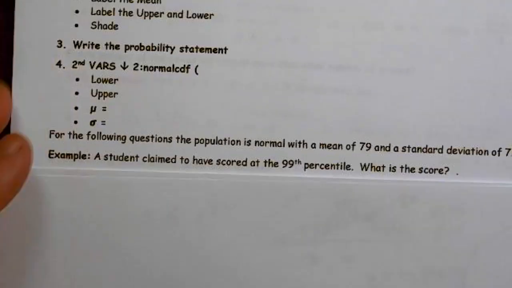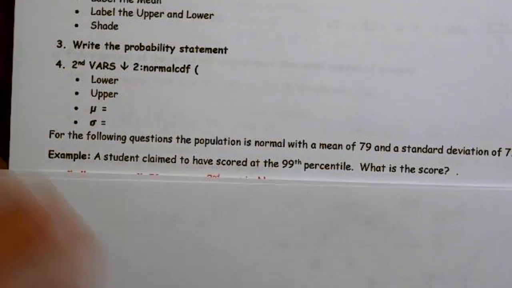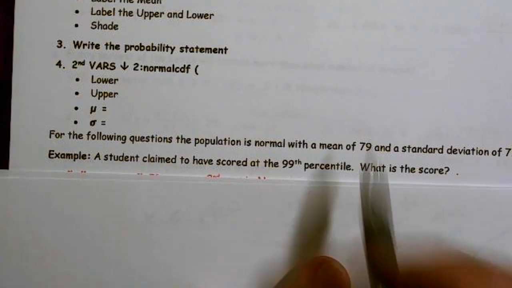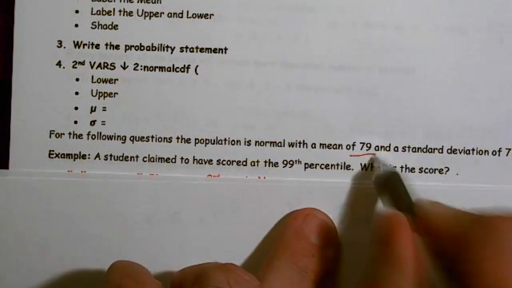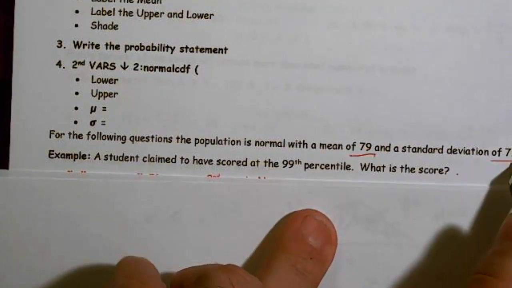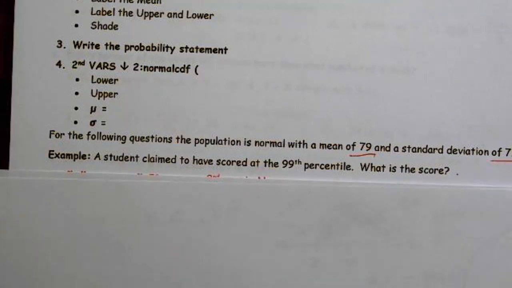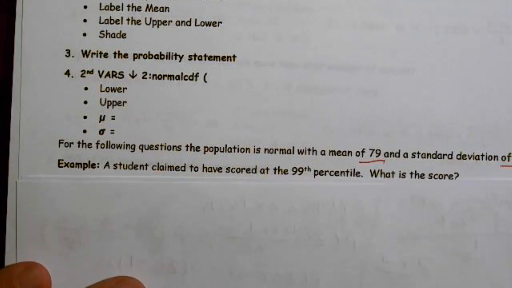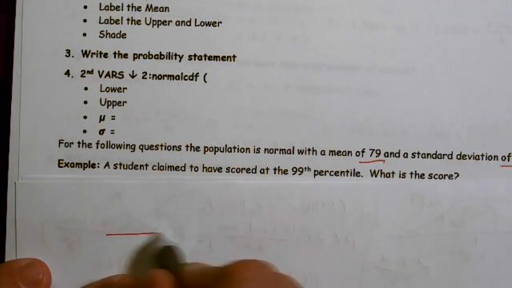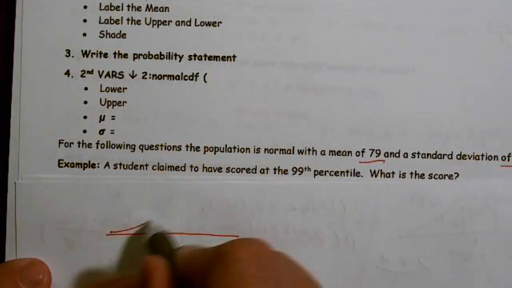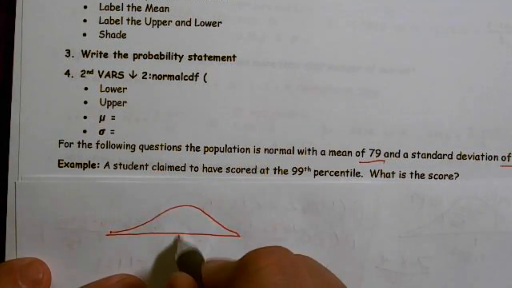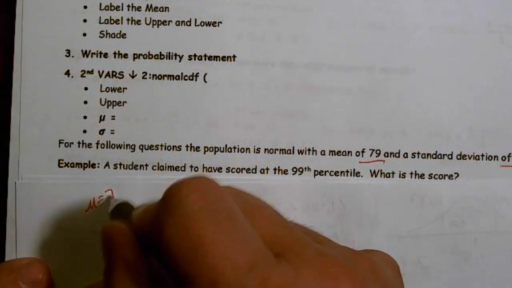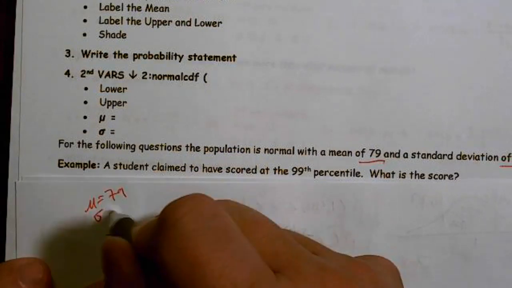A student claimed to have scored at the 99th percentile. What is the score? But we know a little bit more than that. We know that the population is normal with a mean of 79 and standard deviation of 7. All right. So I'm going to start off by going, you know what? Let's draw our picture. So my picture looks like this. Mean is 79. Mu is 79. Standard deviation is 7.